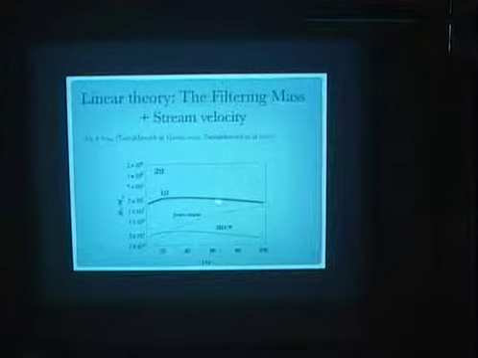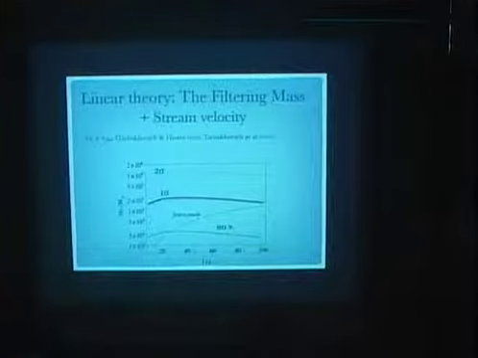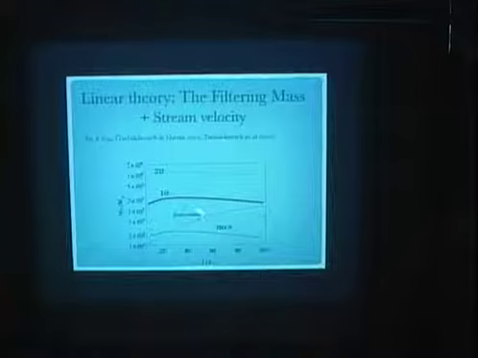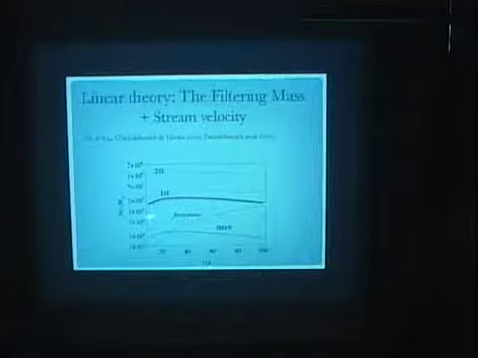And here is how you calculate the filtering mass with a 1 sigma effect of the stream velocity, and this is with a 2 sigma effect for the stream velocity. So first of all, you see that it's higher by almost an order of magnitude than the previous filtering mass when you're not assuming any stream velocity. And second, you see that the behavior is different.